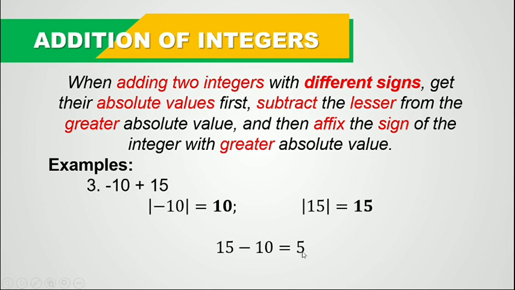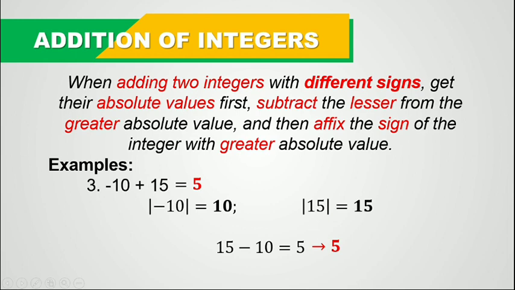Now, what is the sign of the number with greater absolute value initially? So, the greater absolute value is 15, right? The other one is 10. So, 15 is greater than 10. And what is the sign of the original integer? So, 15, it's positive. So, therefore, it will remain positive. So, therefore, 15 minus 10, it's 5. Or negative 10 plus 15, that is just equal to positive 5. So, it is still positive 5 because initially, the number with greater absolute value is a positive integer.